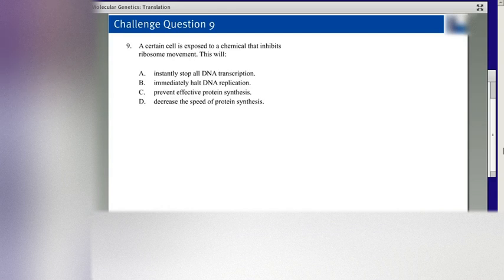Let's walk through this. A certain cell is exposed to a chemical that inhibits ribosome movement. So the first thing we would ask ourselves is, what do ribosomes do? What are they involved in? Yeah, so our strategy here is: ribosome, we think translation. Now, if we had issues with the ribosome, would that have any hindrance on DNA synthesis or transcription?